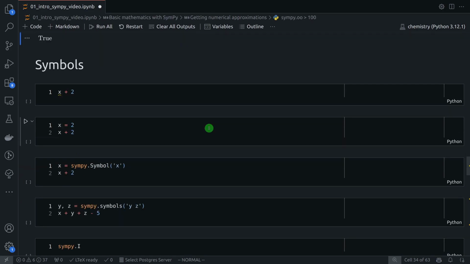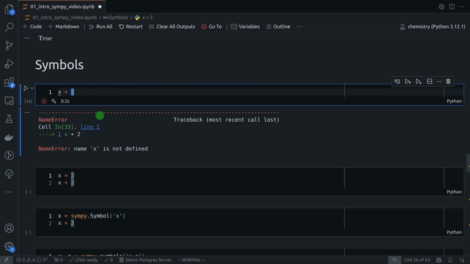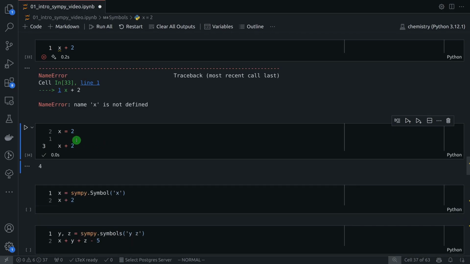How can we create our own symbols? We know from Python that if we simply type x plus 2, it will raise a NameError because x is not defined. But we can assign a number to the variable x, and now it will make sense, because x being 2, 2 plus 2 will result in 4.